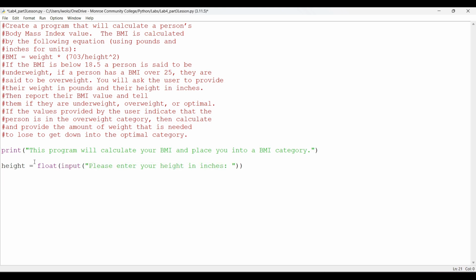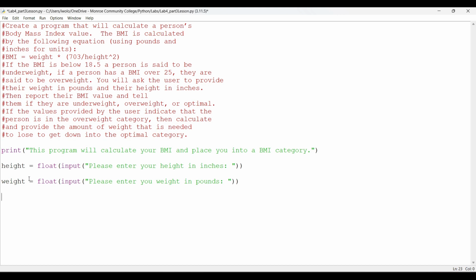Alright, now once we get the height, we want to get the weight from the user. So I'm going to go ahead and say weight equals, again, a float, input, and then please enter your weight in pounds. Again, making sure that we are in the same unit of measure here.